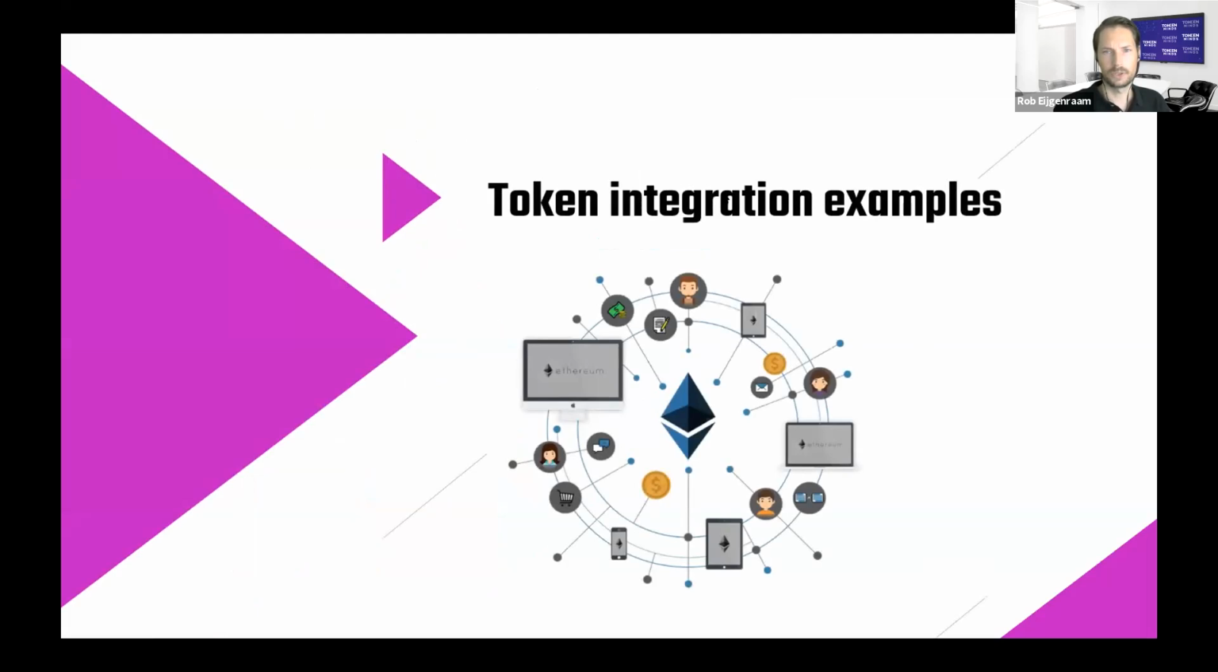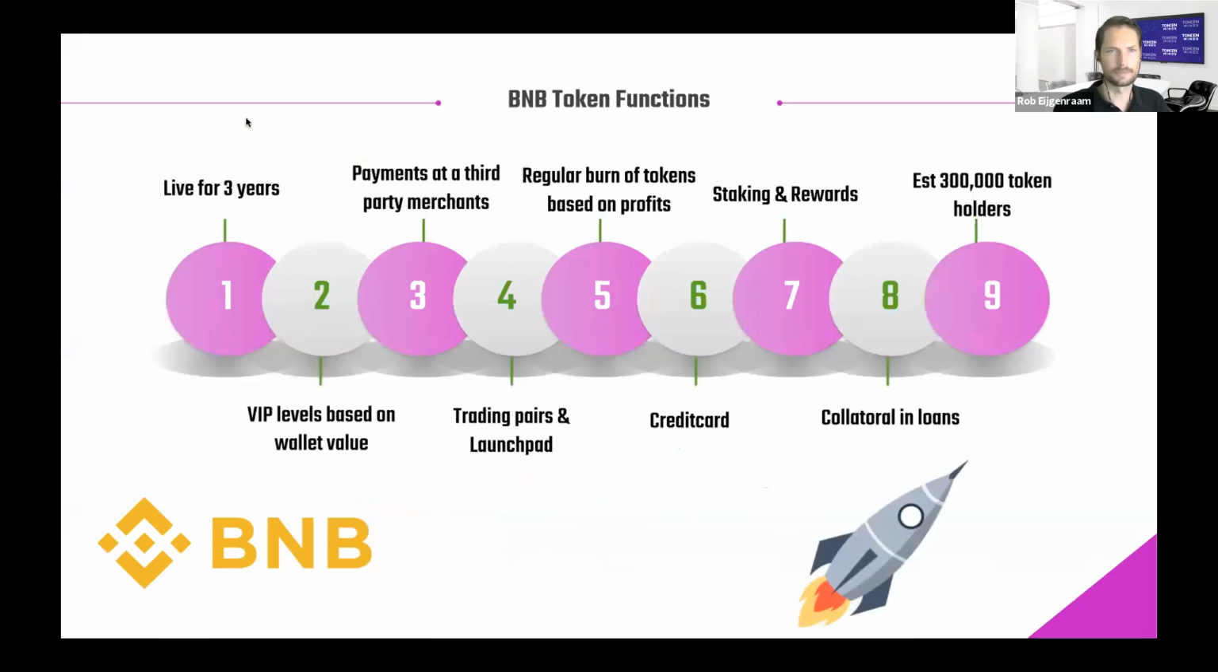So let's go through a couple of examples of how other businesses did this so far. One of the most valuable utility tokens out there is the BNB token. It's owned by Binance, and it has existed for around 3 years. It's basically a loyalty token, so it provides certain benefits for people that are holding the token, and it gives those benefits on their own platform.